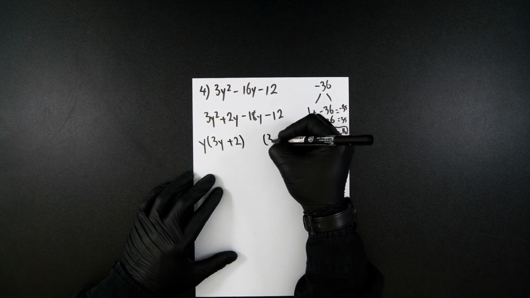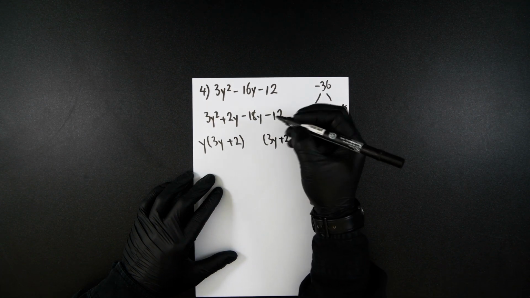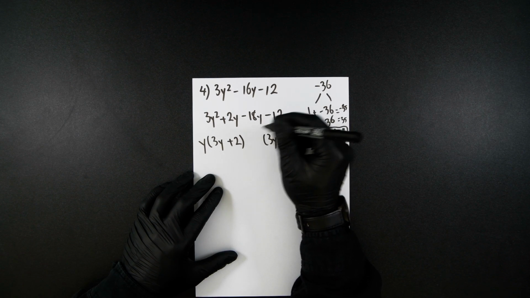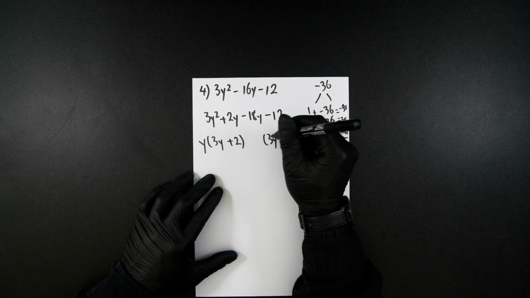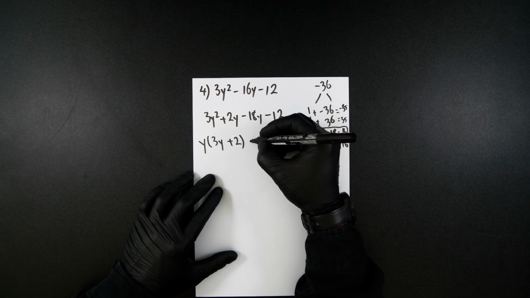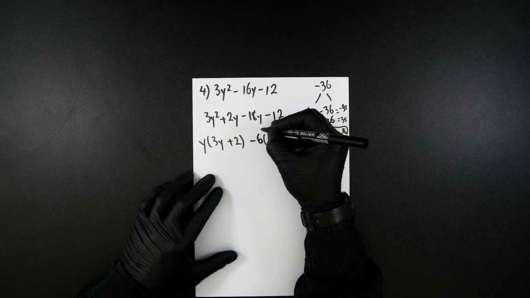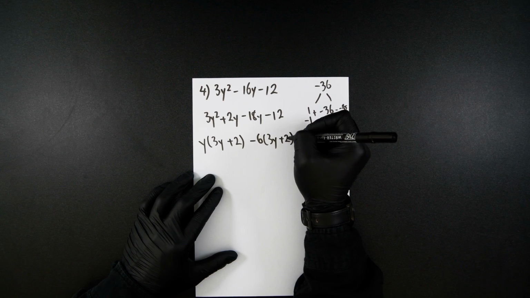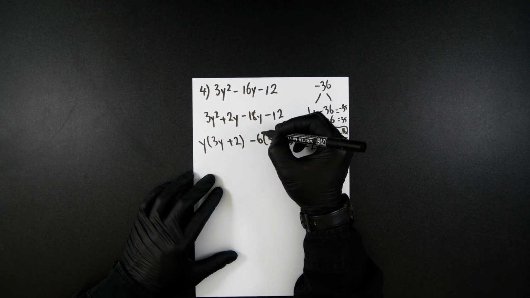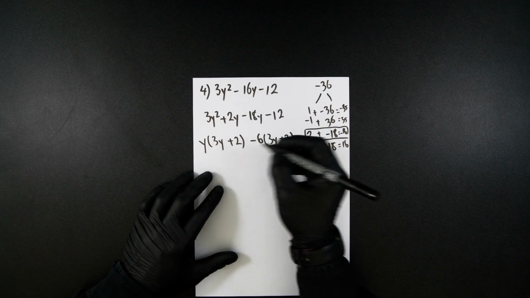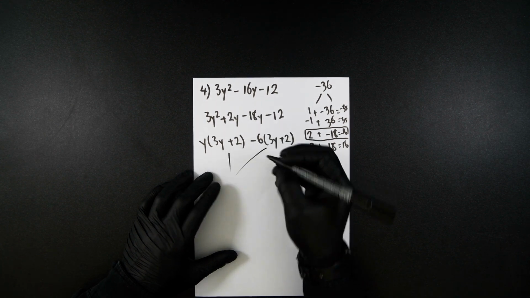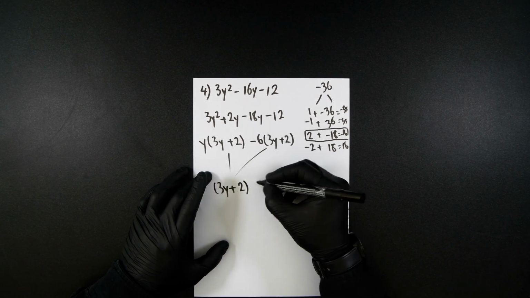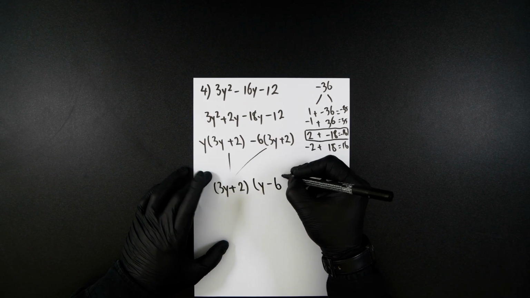Then you repeat it again and you look and see what values do I need to put outside here to make them up, which is going to be a minus 6, because minus 6 times 3y and minus 6 times 2 is going to be minus 12, and that's going to be minus 18y. We then take these and put them together, 3y plus 2. Everything outside the brackets would be y minus 6.